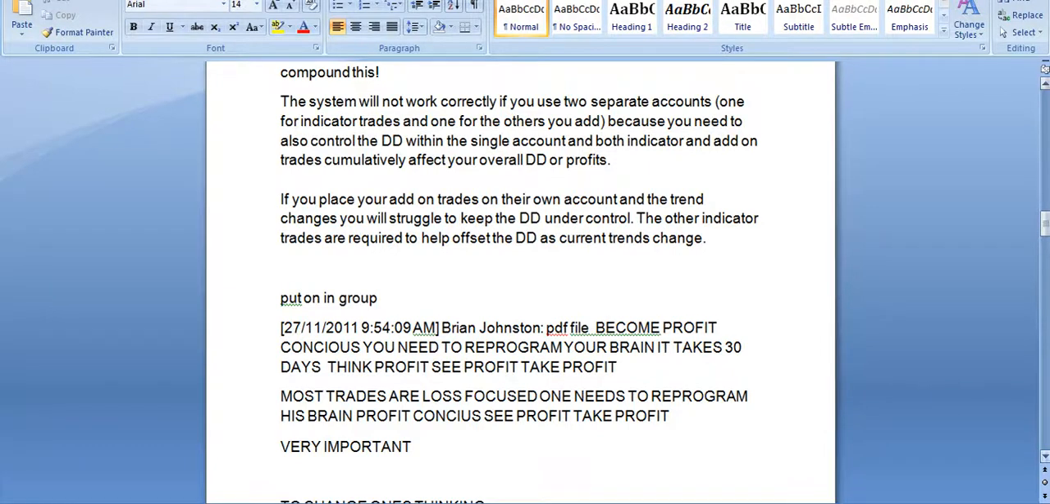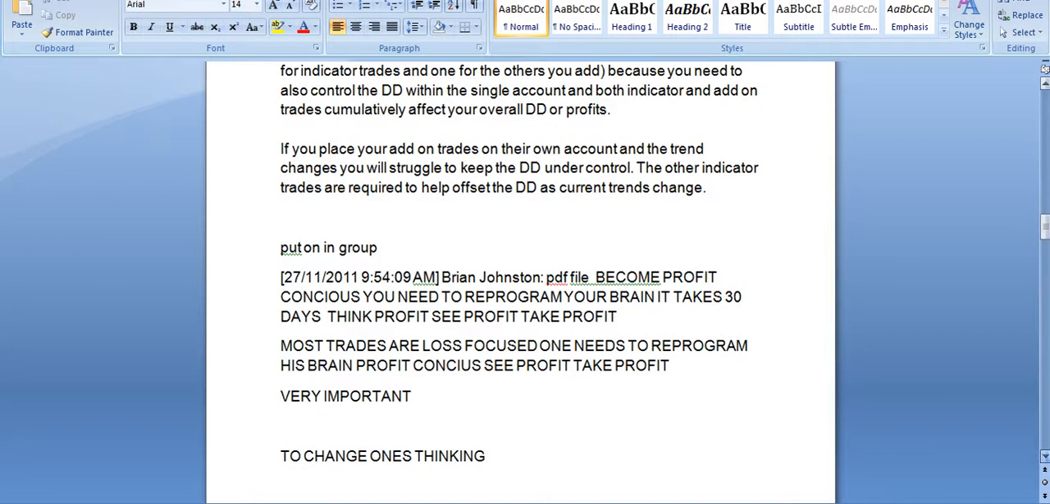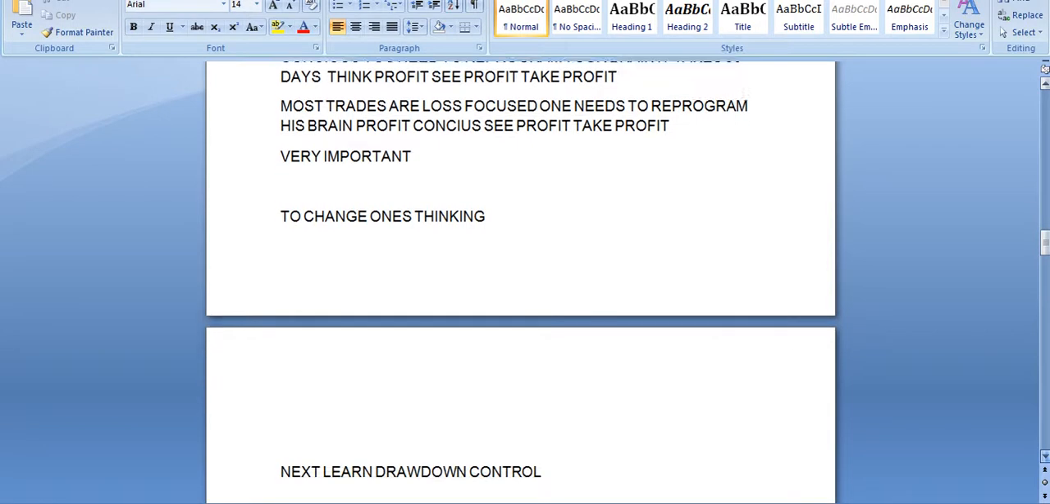Money's easy. Forget trading signals and anything. Anyone can print money. They just have to get into the attitude of learning to actually think of taking a profit. That's so important in trading. To change one's thinking, it takes 30 days.